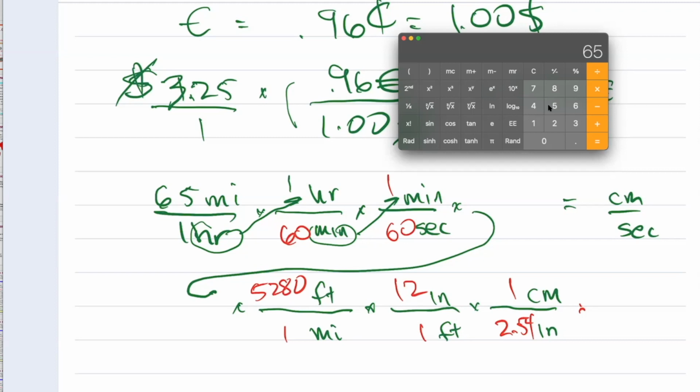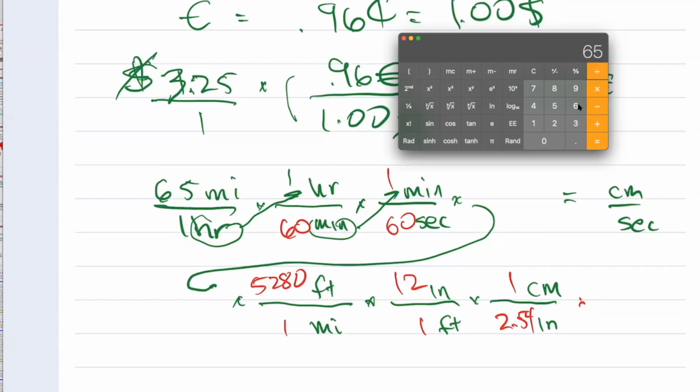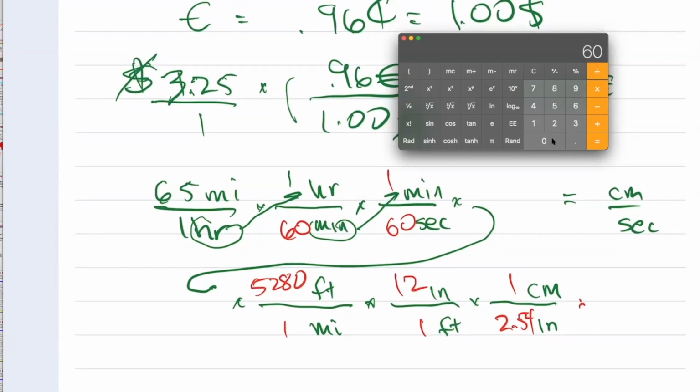So the way you would do this, let me clear this real quick, is you first take 65, so you can see what I'm punching in, and then divide by 60. That's the first step. Then I divide by 60 again, because it's in the bottom. I'm not even hitting the equal sign. And then multiply by 5280. And notice I'm not doing anything with the 1, because any number multiplied by 1 or divided by 1 is the same number, so I'm skipping that step. Then multiply by 12, and then divide by 2.54. And then you hit equals.